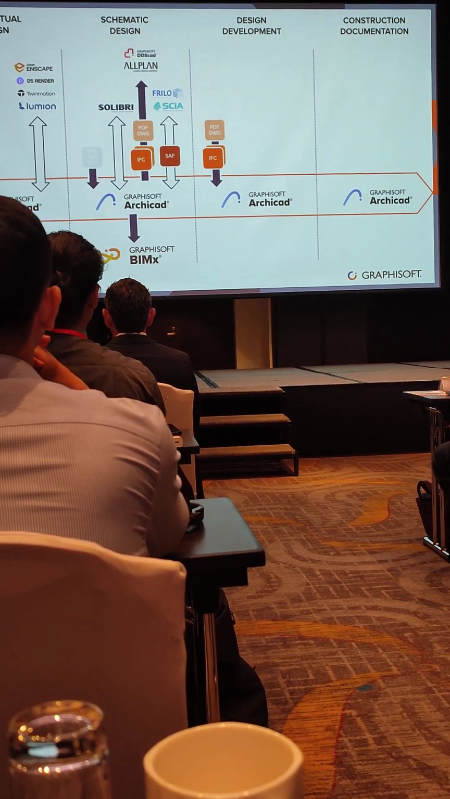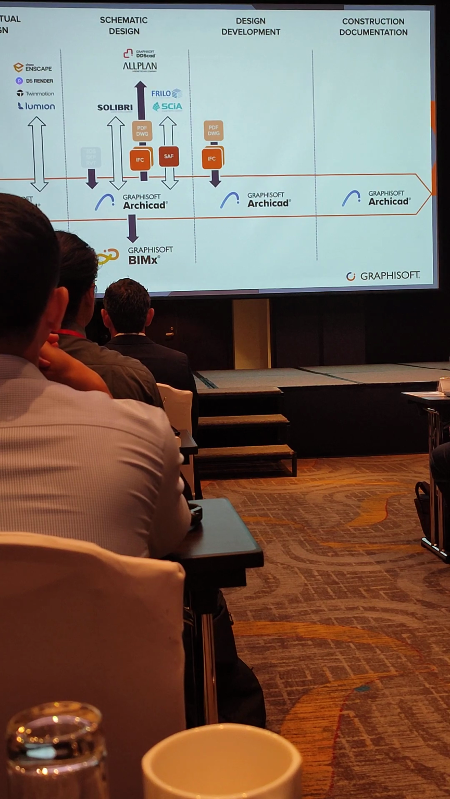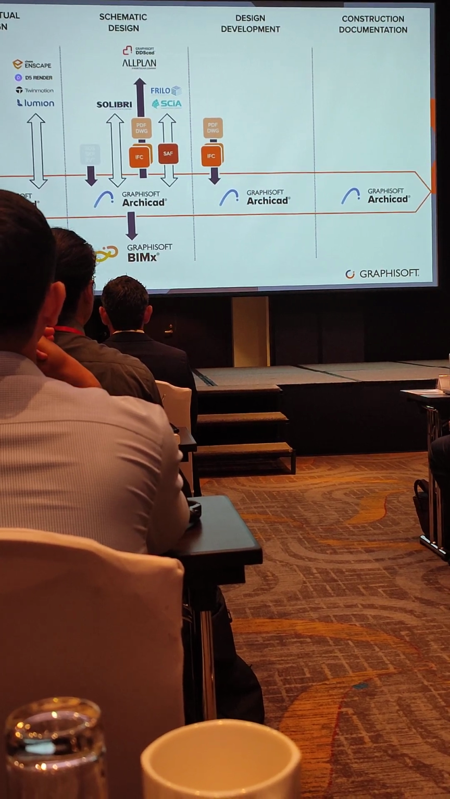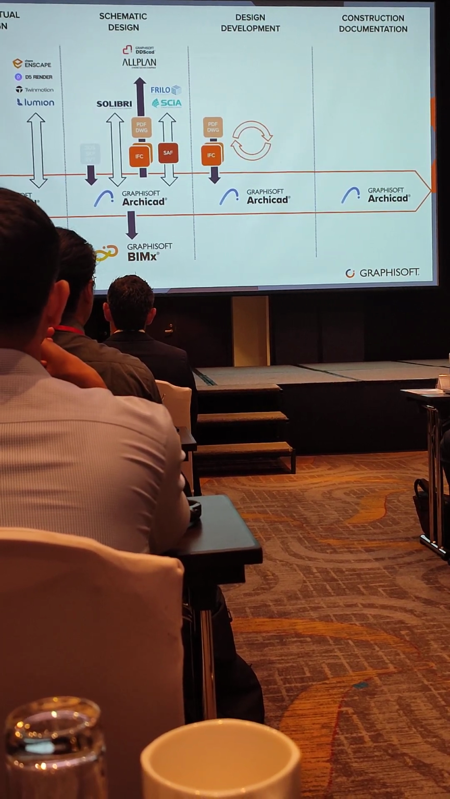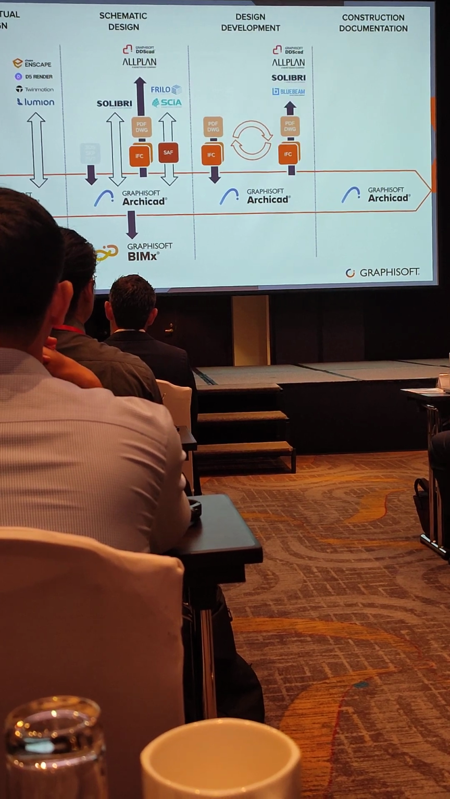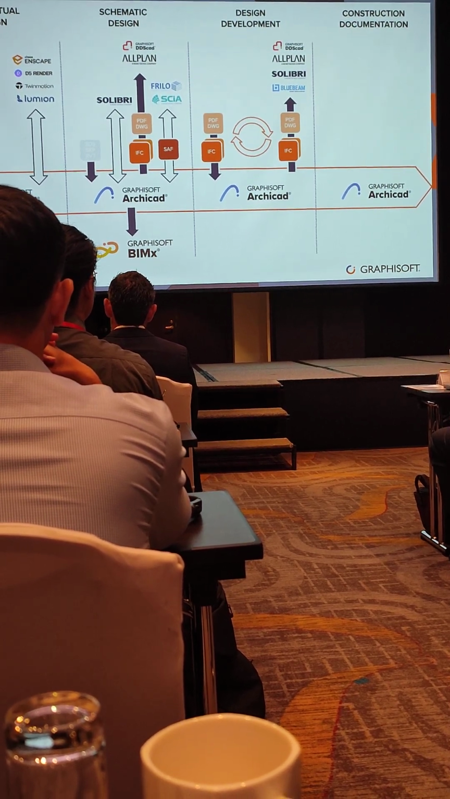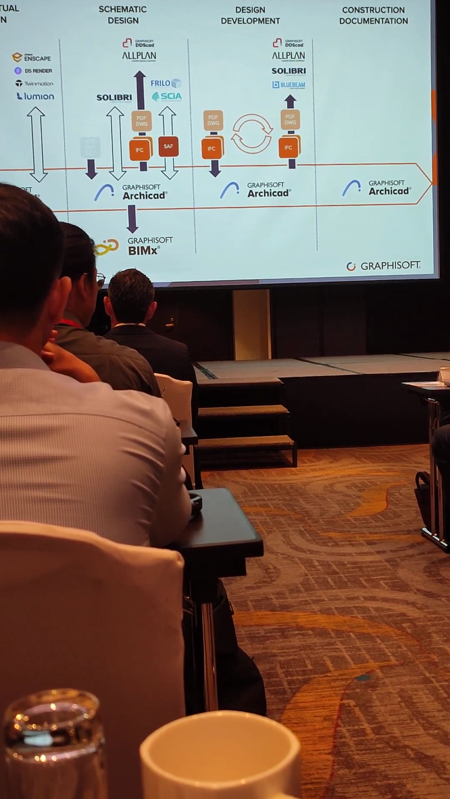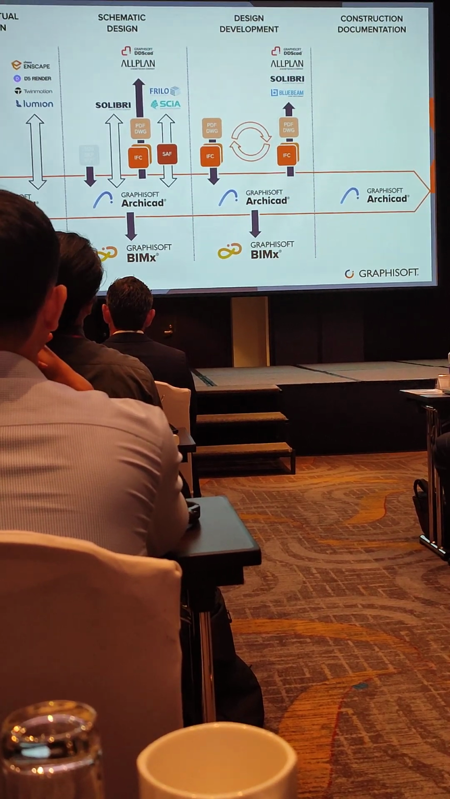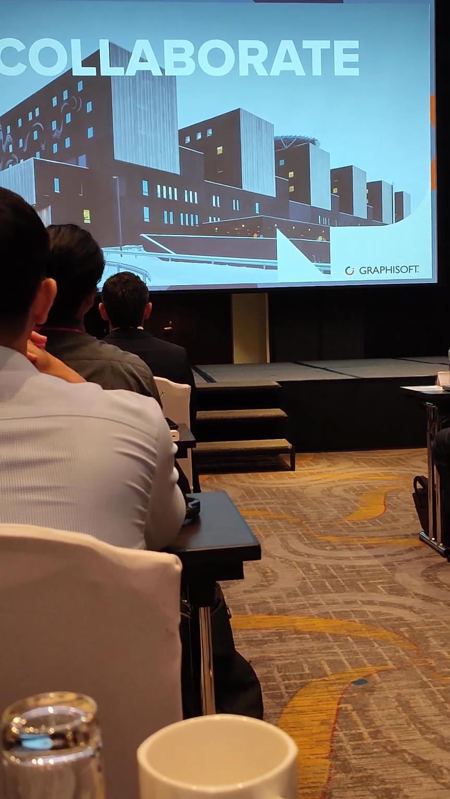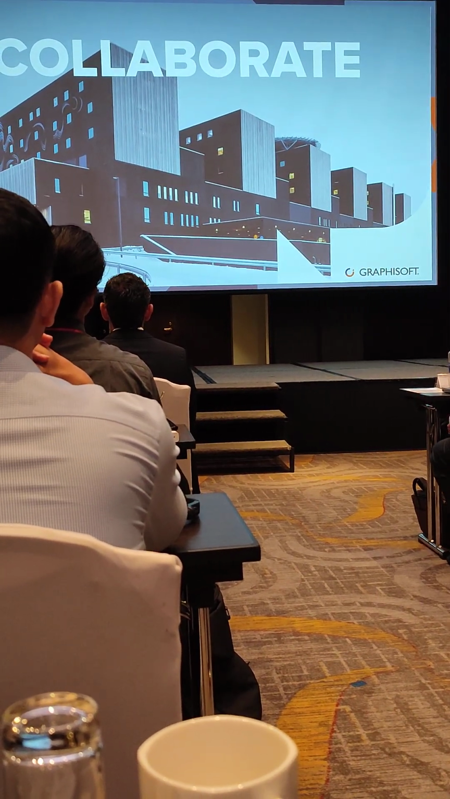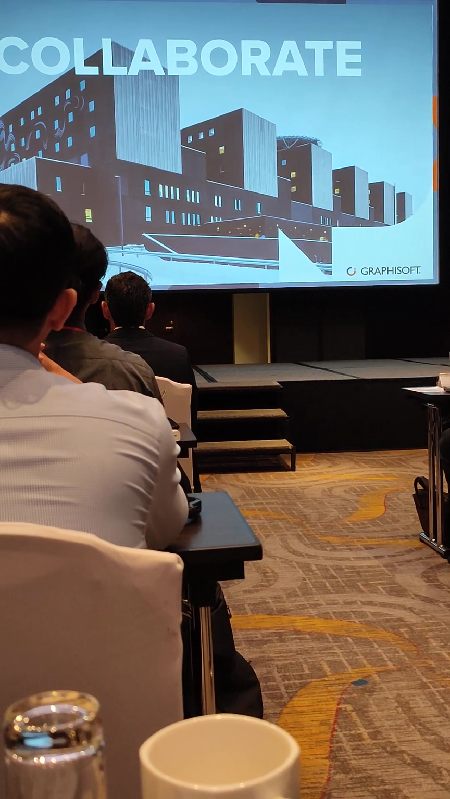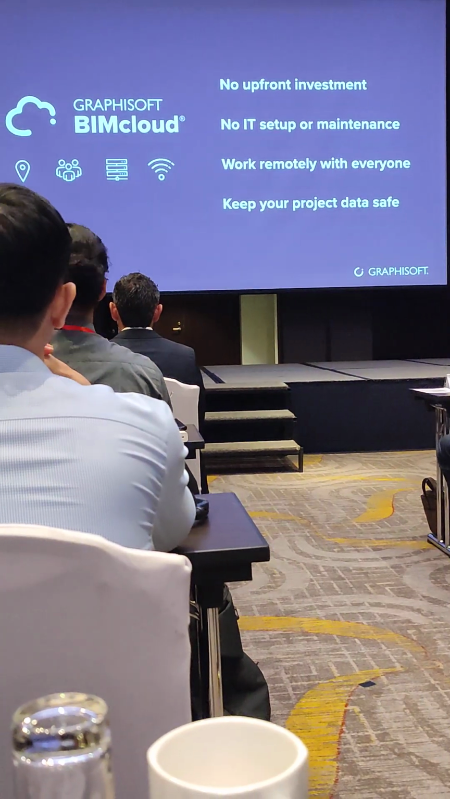In the design development phase, we're going to receive models from these disciplines, and there's going to be an iterative process that is starting where we can start to collaborate and coordinate our models back and forth with the other disciplines. So at this stage, as you see, the main focus is on collaboration. So what do we have in terms of collaboration?